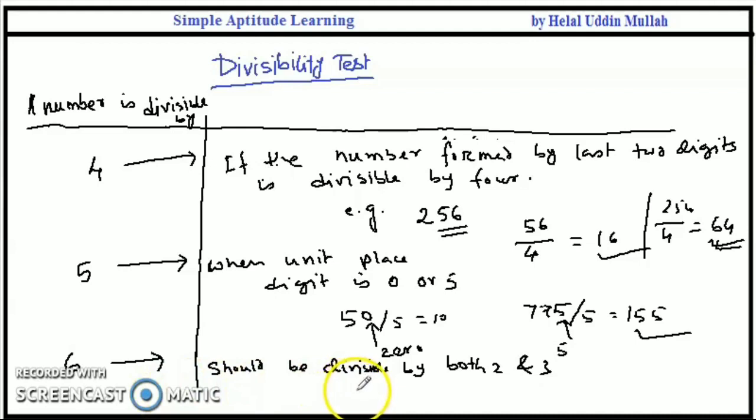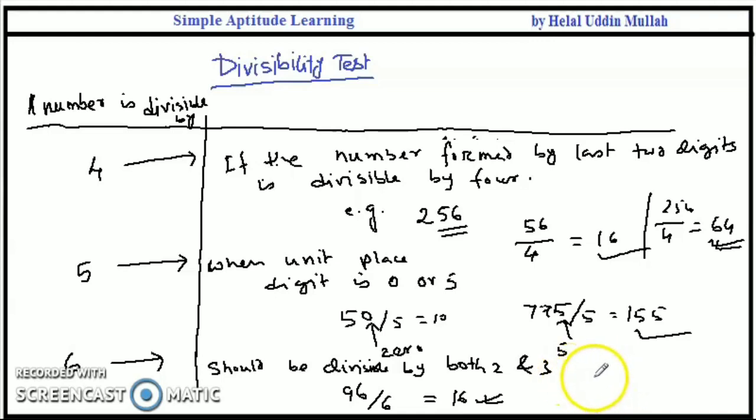Let us consider 96. 96 is divisible by 2 because its unit digit is 6, which is an even number. And for divisibility by 3, we have to check the sum of the digits. So 9 plus 6 is 15, so it is divisible by 3 also. So we can say that 96 is divisible by 6. If we divide by 6, the result is 16.